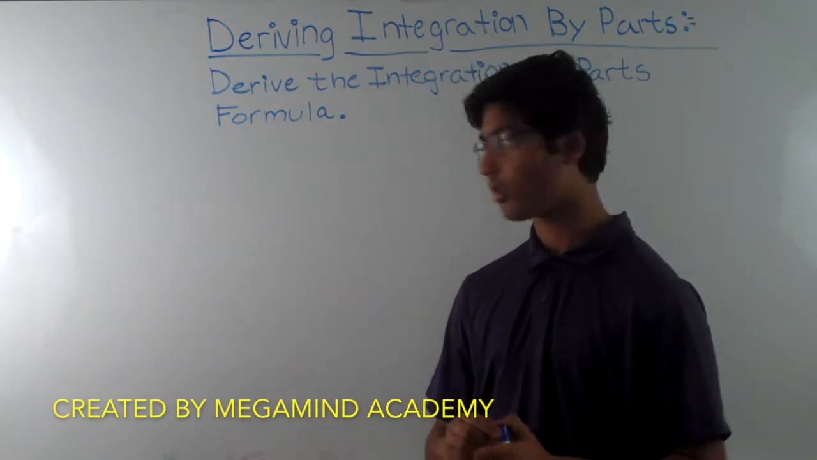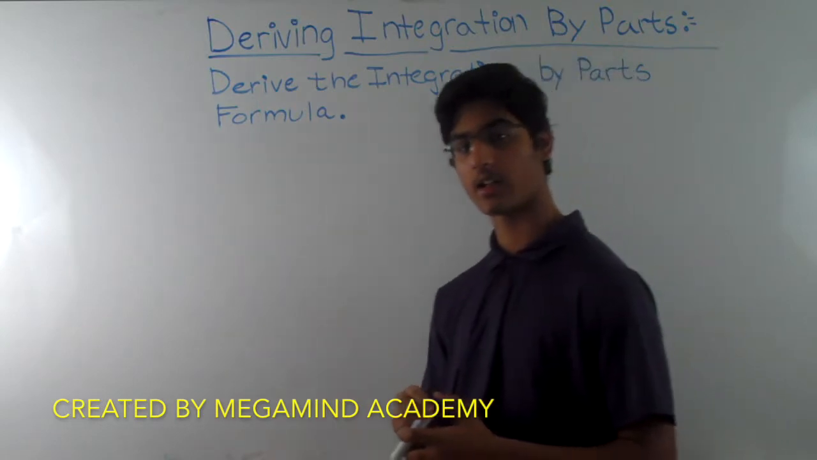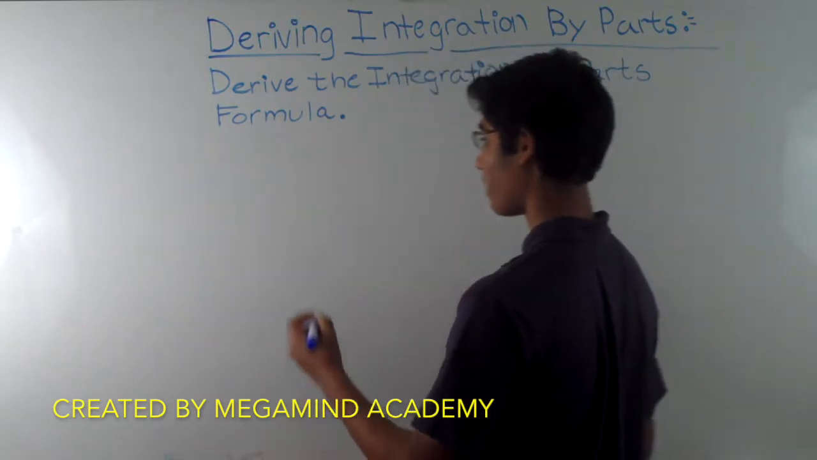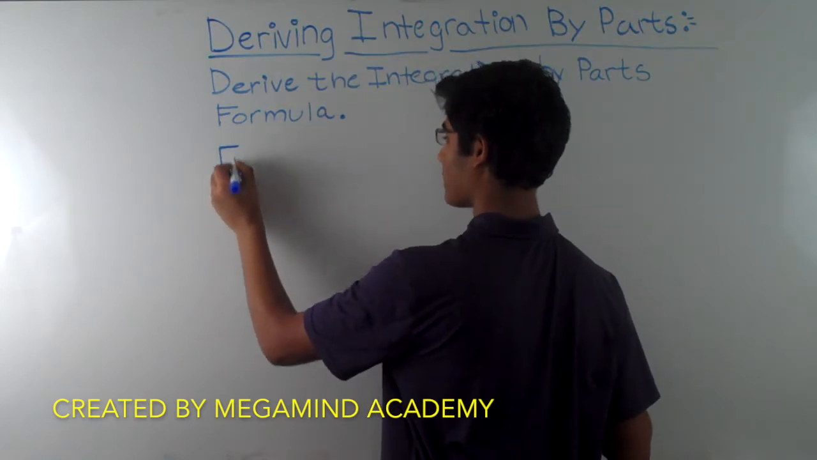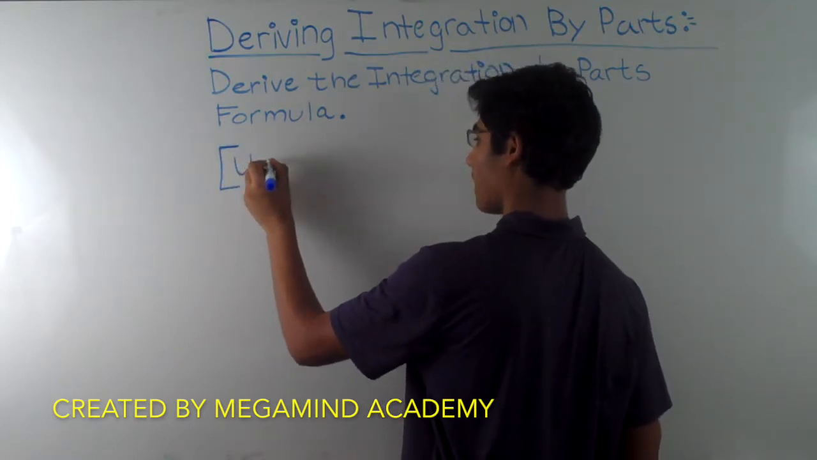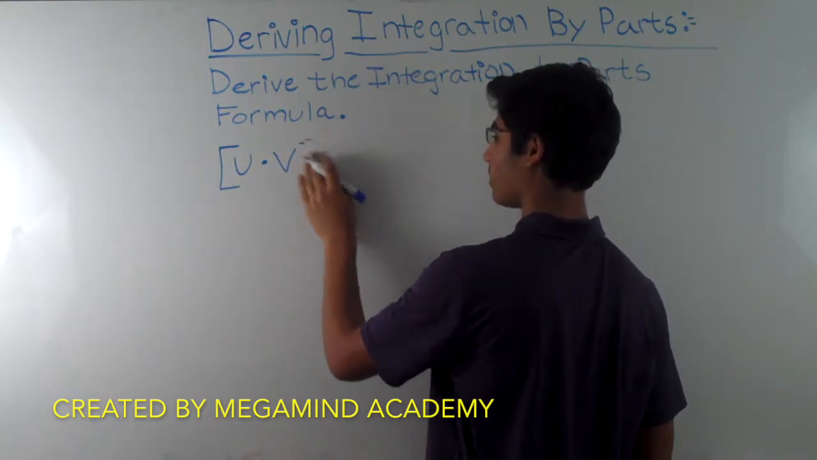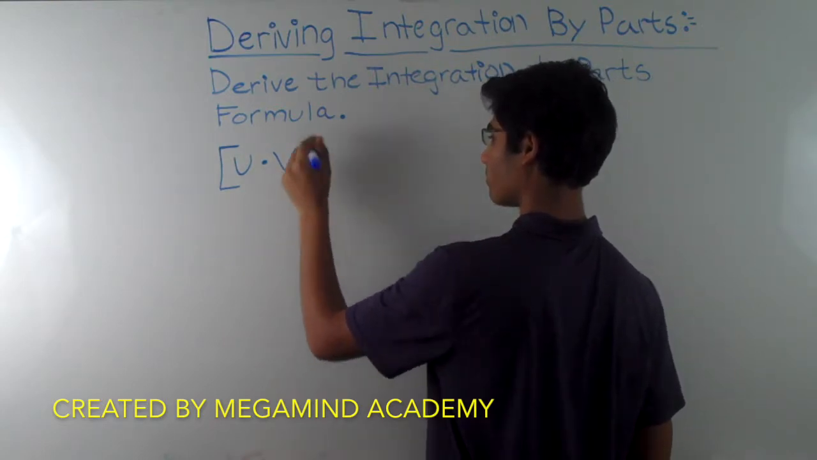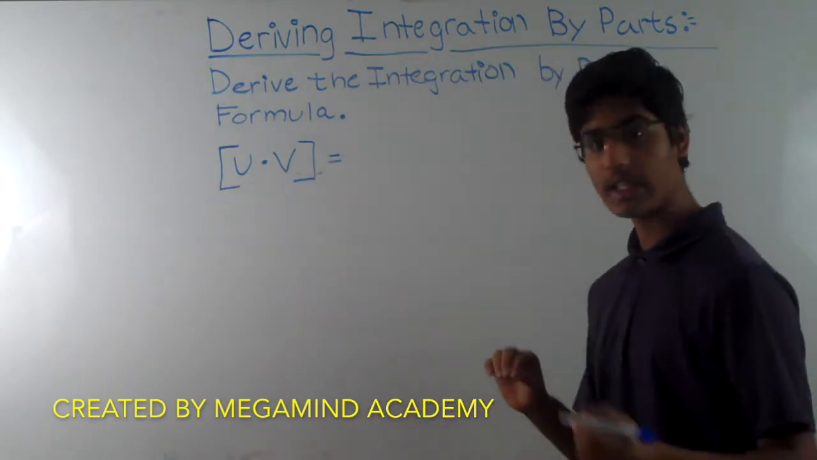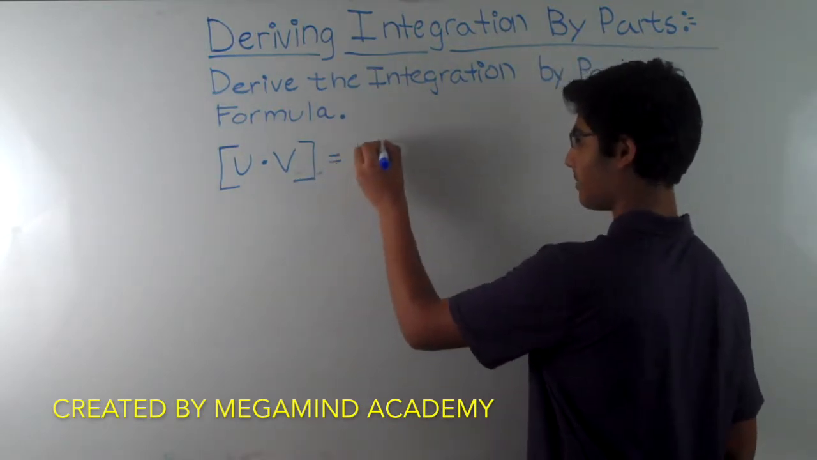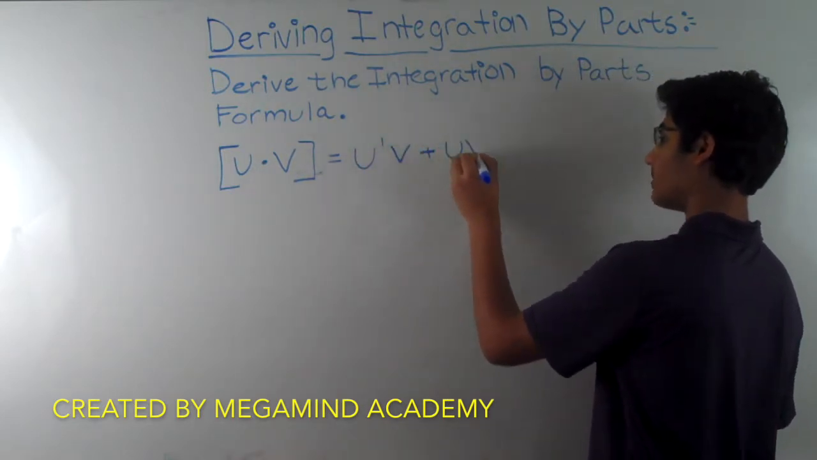Deriving it starts off by looking at the product rule. So let's take a moment to look at the product rule. In the product rule we have a function, let's say function u, times function v, and this is equal to u prime of v plus u times v prime.